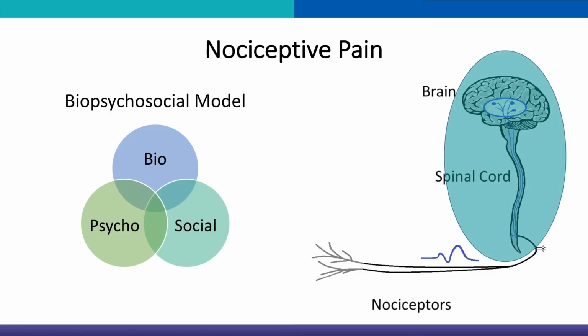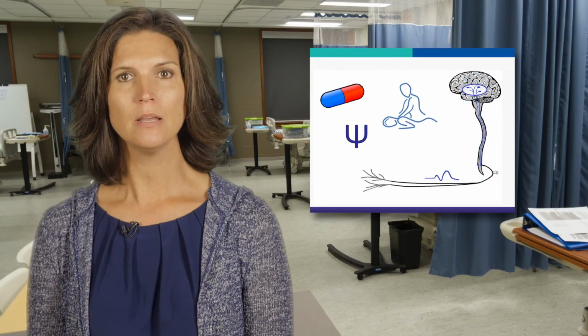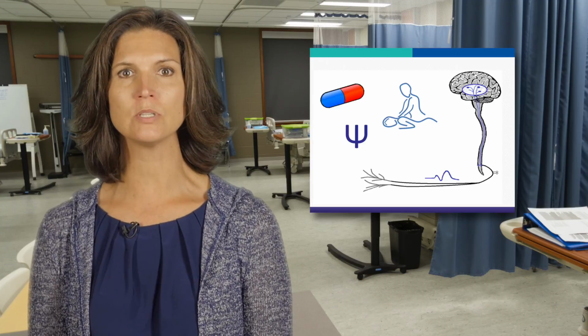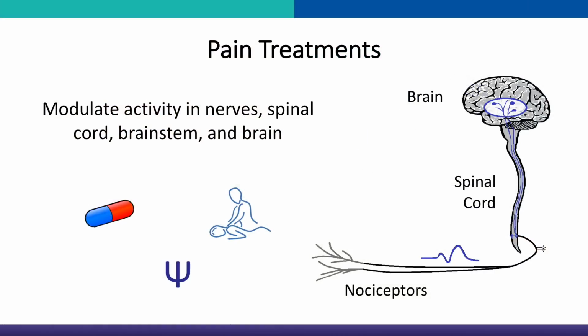When we treat pain, we may change nociception and/or how that information is processed by the spinal cord and brain. This is true regardless of whether we use a pharmaceutical, physical, or psychological treatment. We use the nervous system's ability to modulate its own activity and alter the experience of pain.